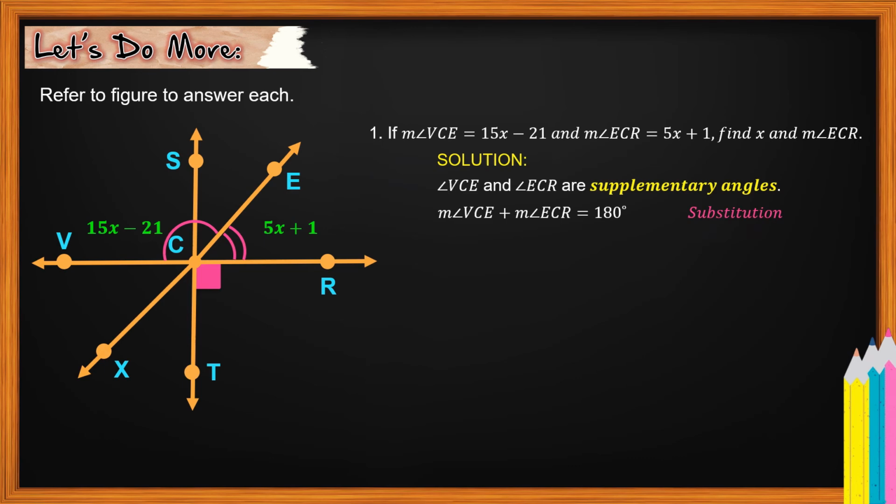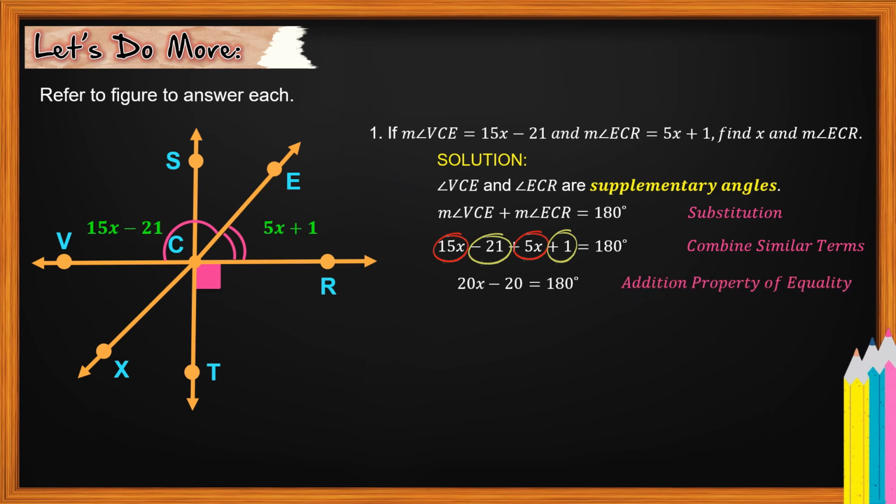Then, using substitution, we are going to substitute the values. We have the measure of angle VCE is equal to 15x minus 21 plus the measure of angle ECR is 5x plus 1, that is equal to 180 degrees. Then, combine similar terms. So we have 15x plus 5x, that is equal to 20x. Then, negative 21 plus 1, that is equal to negative 20. Adding unlike sign, we are going to subtract, then follow the sign of the larger absolute value. So we have 20x minus 20 equals 180 degrees.